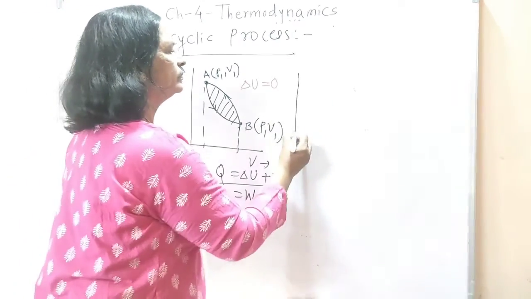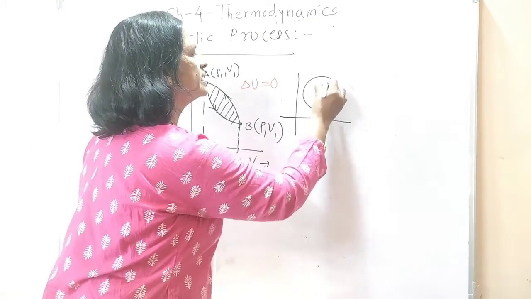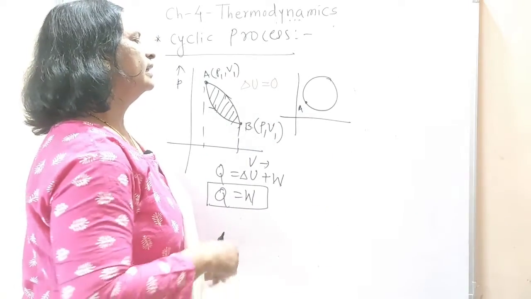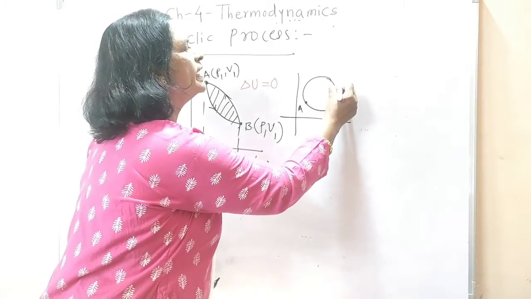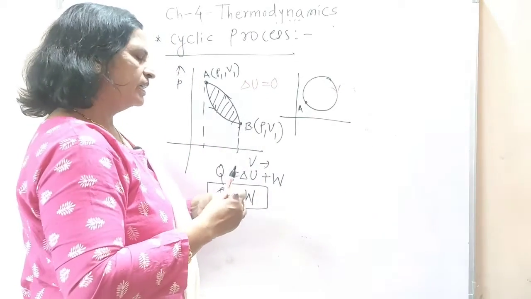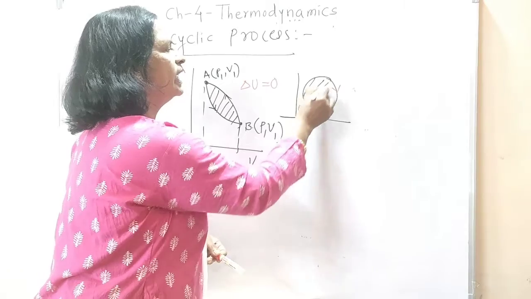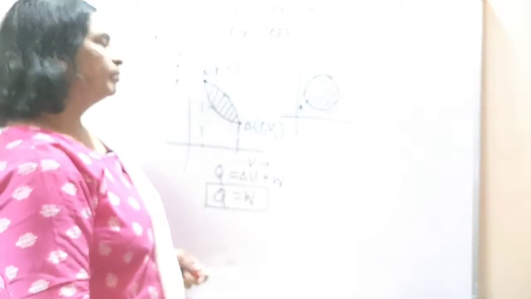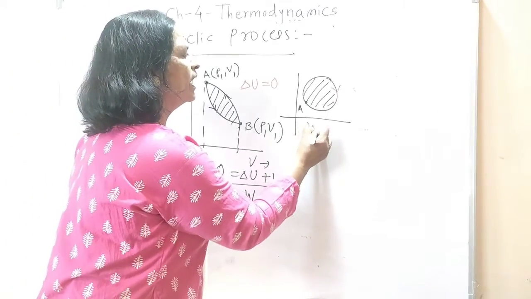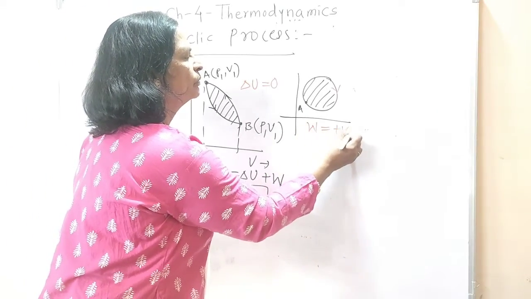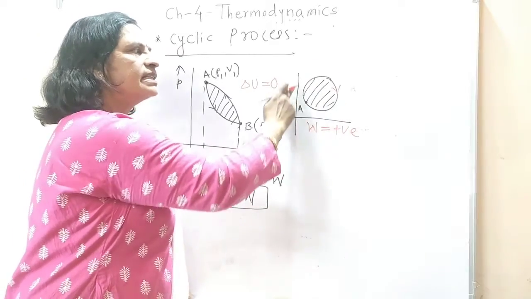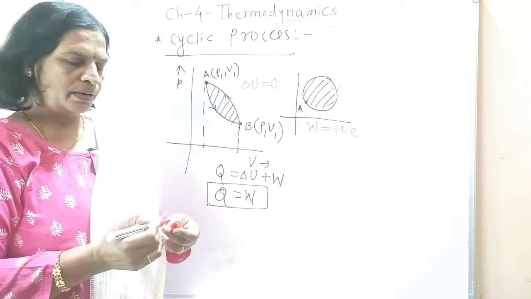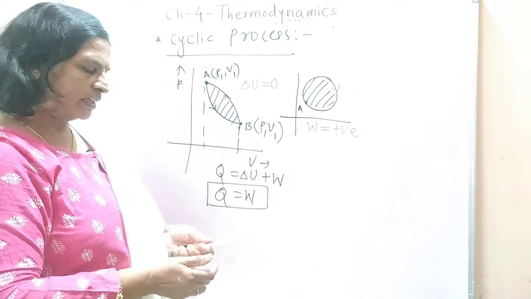Suppose this is the case. A cycle is there. The system starts from point A and this cycle is in clockwise direction. Then the shaded area, means the area of this circle, gives you the value of work done, but this work done is always positive. Means if a cycle is in clockwise sense, then work done is always positive. This is the sign convention.